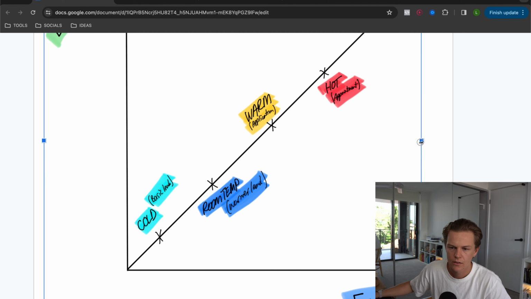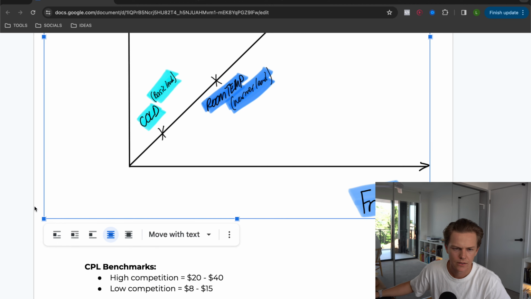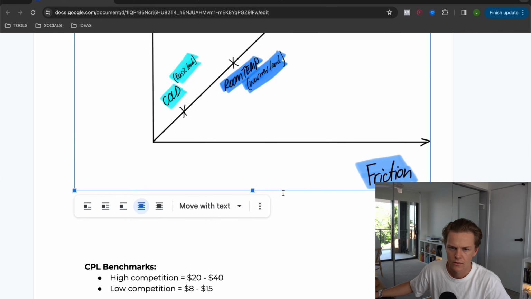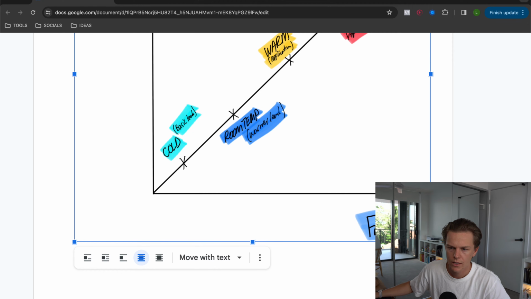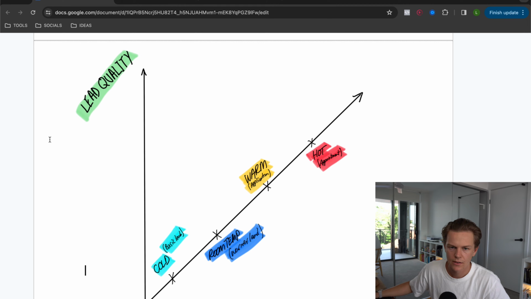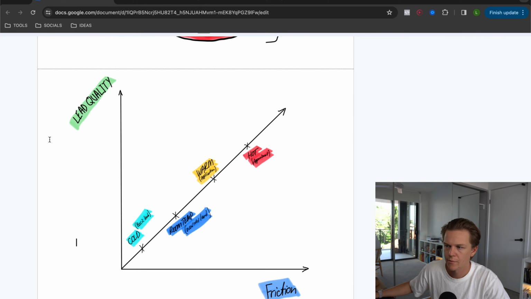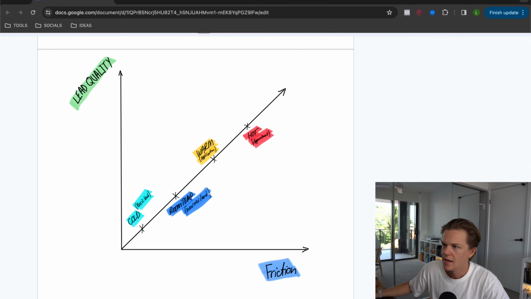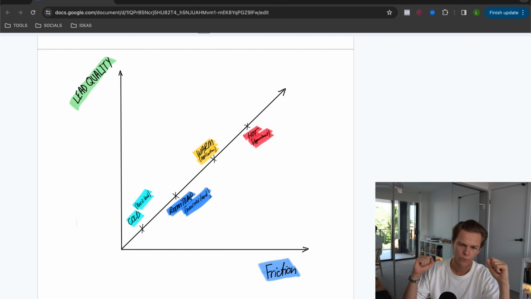And so the next thing that we wanted to touch on is to break down this correlation between lead quality and friction. So let's say, for example, you're following my strategy and your lead quality sucks. What do you do? There is a direct correlation between how qualified a lead is, how quality that lead is, and how much friction we apply for considering that a converted lead.